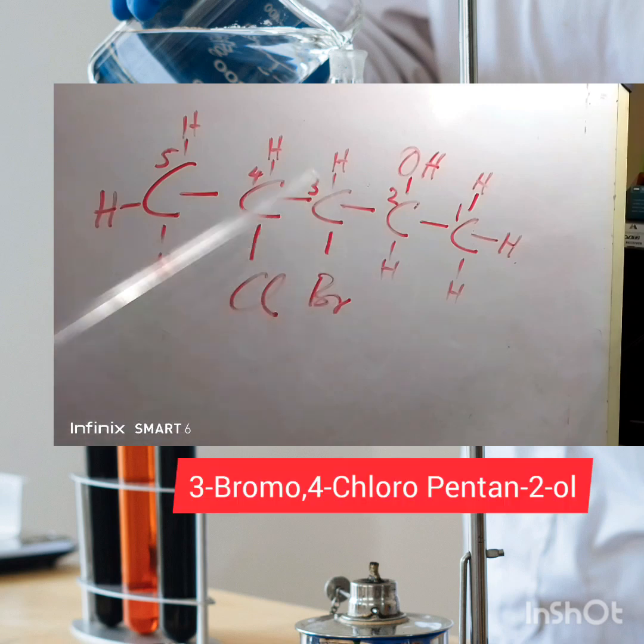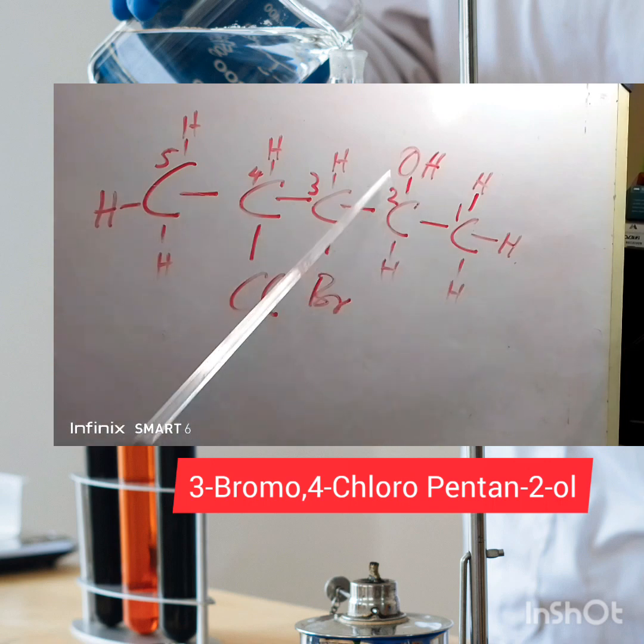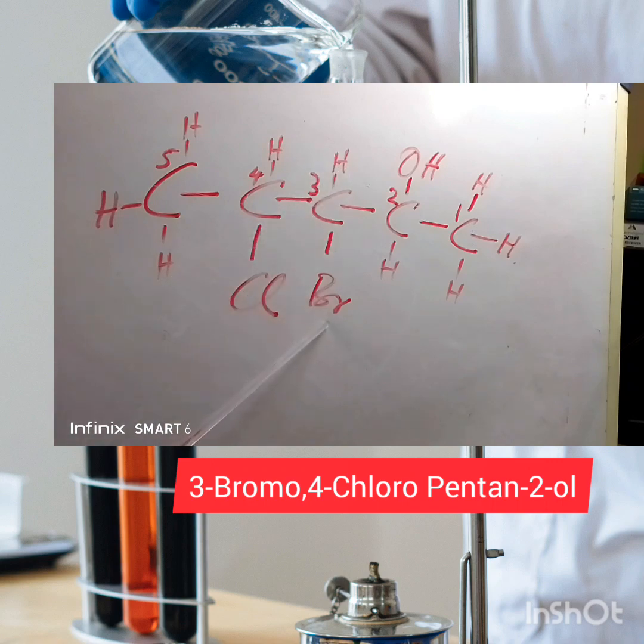So the name of this compound is, the bromo is in carbon number 3. So this is 3-bromo, 4-chloro, pent-2-ol. 3-bromo, 4-chloro. How many carbons do we have here? 5. Pent. The "ol" is in carbon number what? 2. So you say pentan-2-ol. Is that clear? Yes, that is how you name organic compounds.